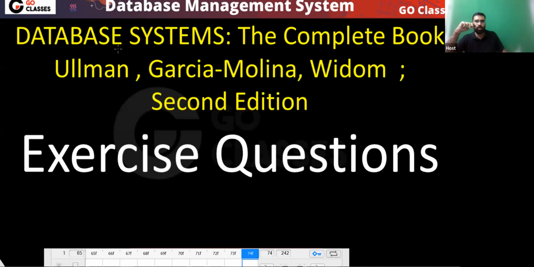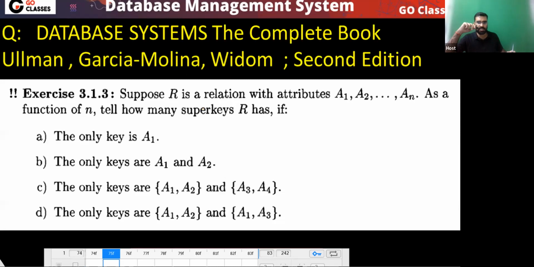These are some questions from the Ullman book: Database Systems, The Complete Book by Ullman, Garcia-Molina, and Widom, second edition. From the second edition of the Ullman book on DBMS, I have taken all the normalization exercise questions. So let's see this very simple question. Tell me the answer here.